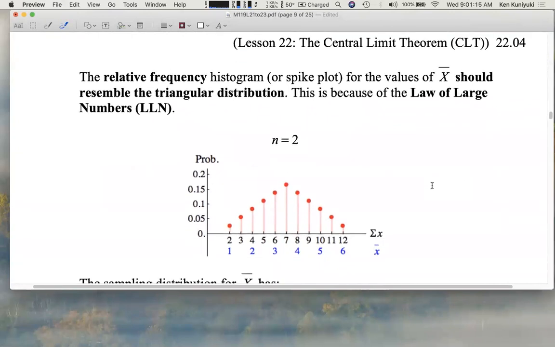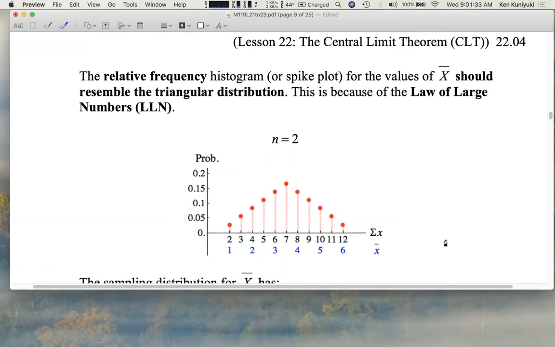All right, so once again, the relative frequency histogram or spike plot for the values of x bar, the sample mean random variable, which varies from student to student in value, should resemble this triangular distribution. And that's because of the law of large numbers, the LLN. The idea is that if you analyze the results from many, many samples, you're going to get something very close to this probability distribution. In other words, the sampling distribution will be very close to the probability distribution. The distribution from a whole bunch of samples, like a million samples, will be very close to the distribution you get from theoretical probability.